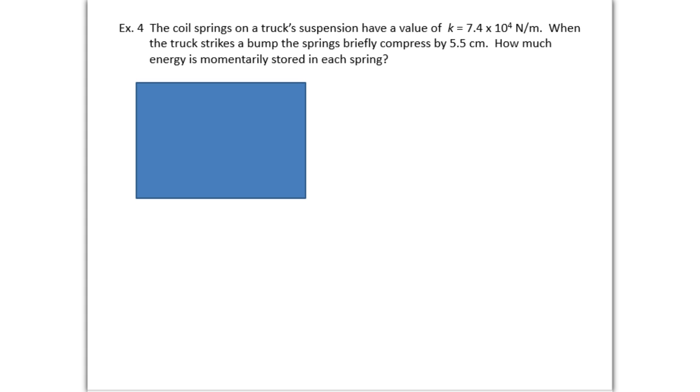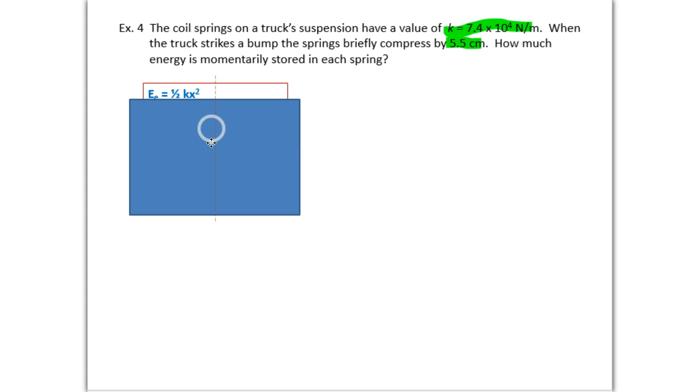So the example I want you to try is the coil springs on a truck suspension have a spring constant of roughly about 74,000 newtons per meter. When the truck strikes a bump, the springs briefly compress by 5.5 centimeters. So how much energy is momentarily stored in each spring? Okay, if you had time to finish it, we'll go over the answer. Okay, find the elastic potential energy.